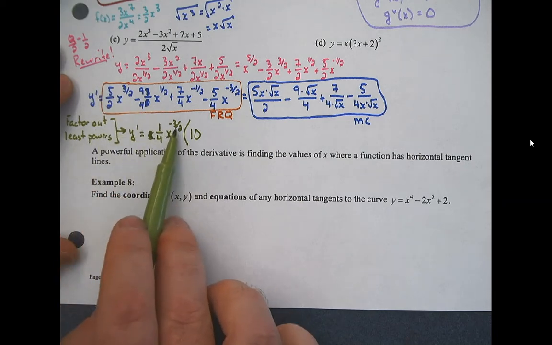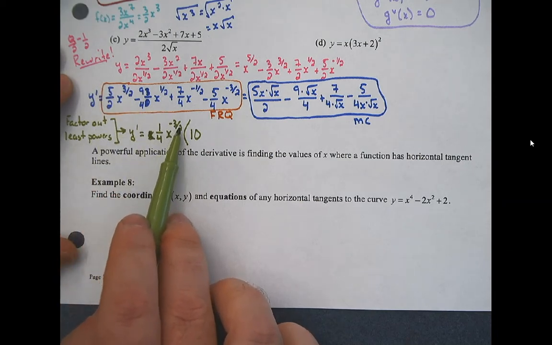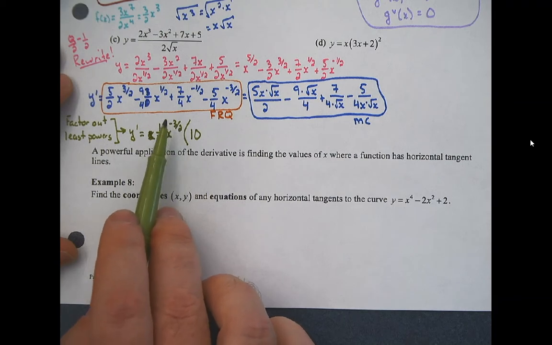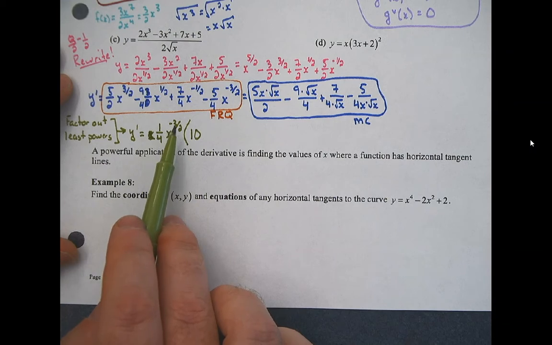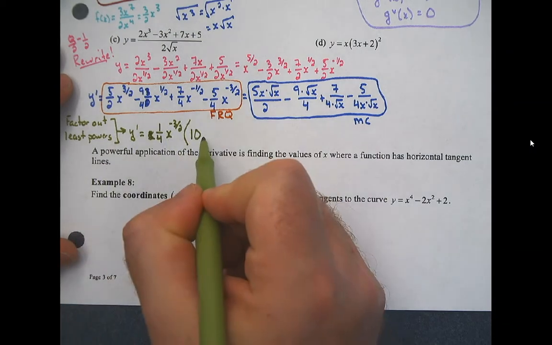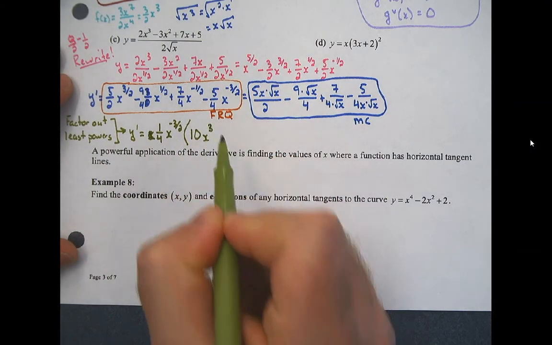Now I'm also subtracting out a negative 3/2. Well, if you're subtracting a negative, you're actually adding. So what's 3/2 plus 3/2? That would be 6/2, or x to the third.